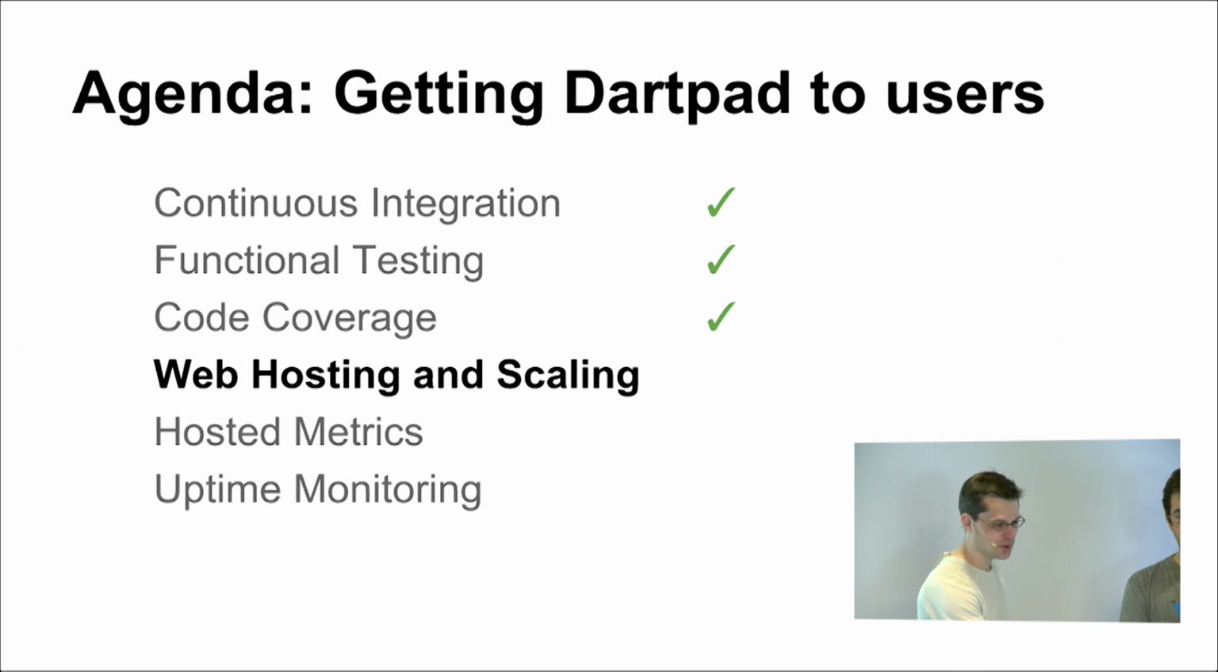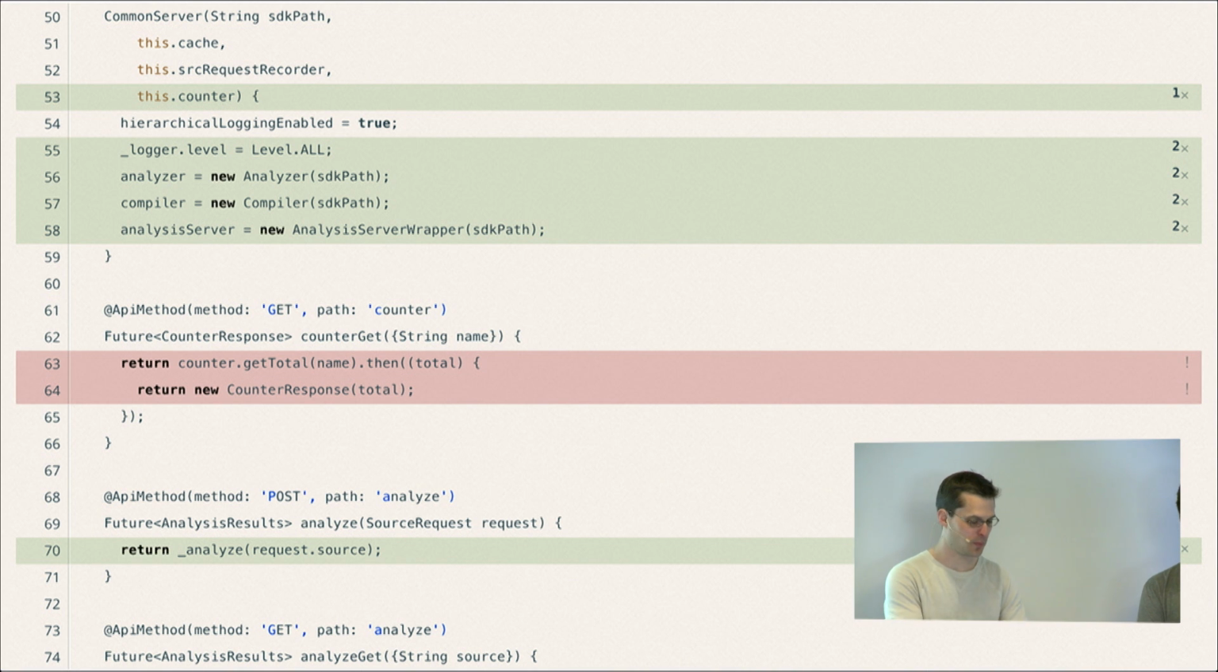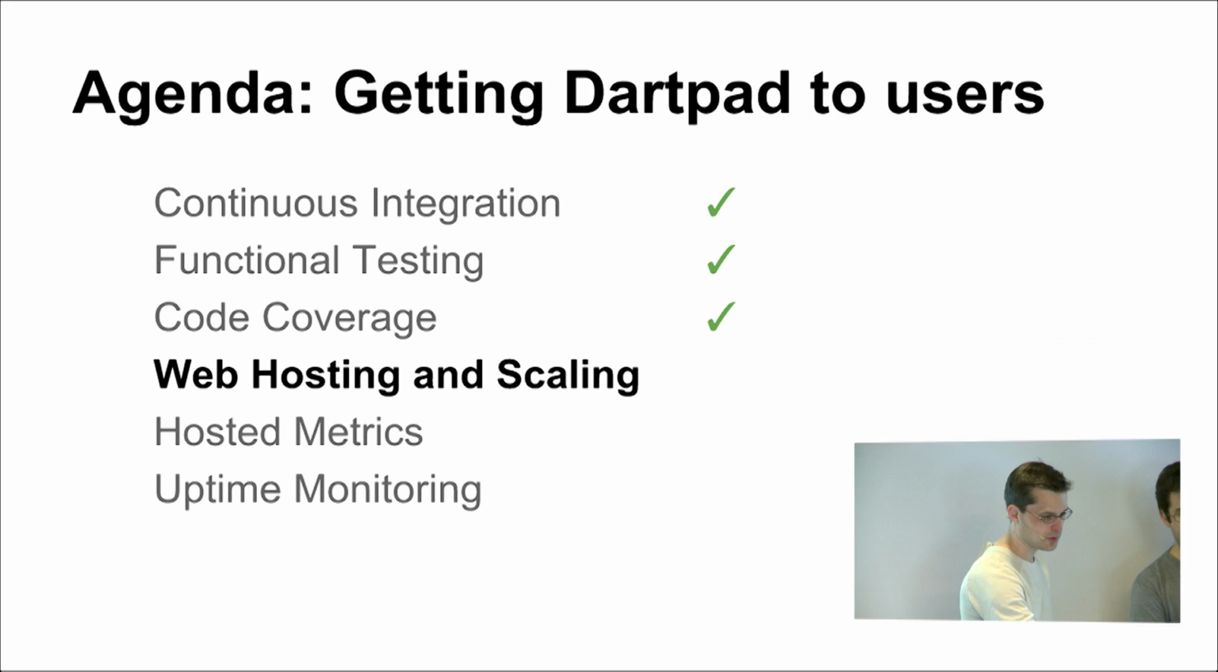Just to jump back to Coveralls, it does have some nice trigger notifications if your coverage drops below a certain amount or drops a certain amount in a pull request. You can get proactive notifications about that. And I'll hand it back to Luke. He can talk about web hosting and scaling.